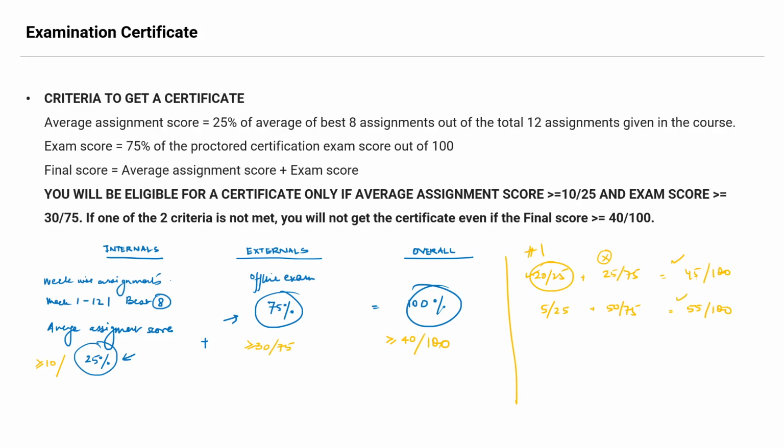So you're meeting this criteria, you have done great in this criteria, but you have not met this criteria. So means no certificate in both the scenarios. Which eventually means that you need to perform well in both internals and externals.